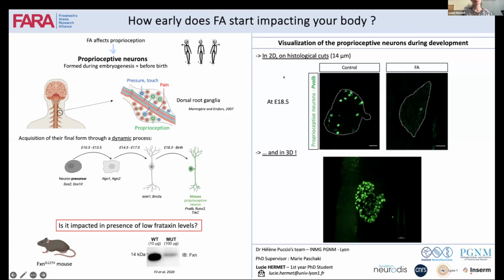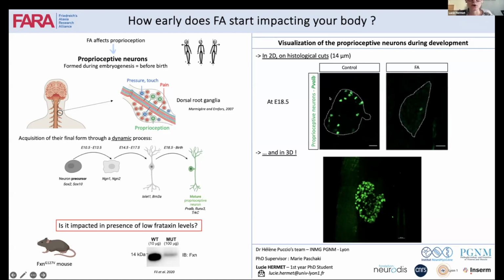So I'm using this mouse model to visualize the proprioceptive neurons during development. And I'm using two main microscopic techniques. So first, a 2D one, using histological cuts. On tissue samples, I'm cutting the DRG to have very thin slices of DRG. And I'm doing specific labeling of markers.